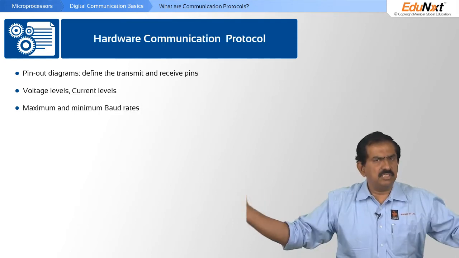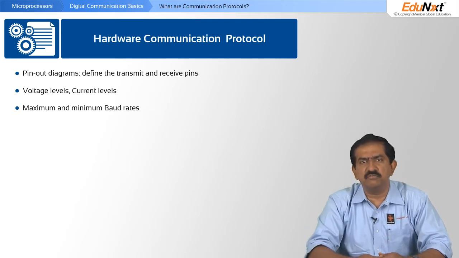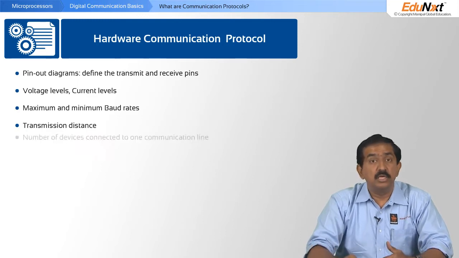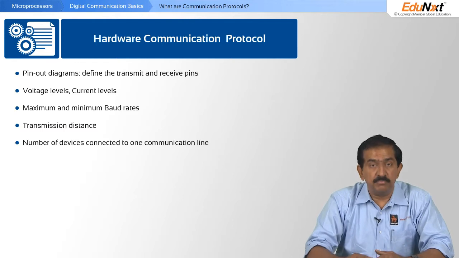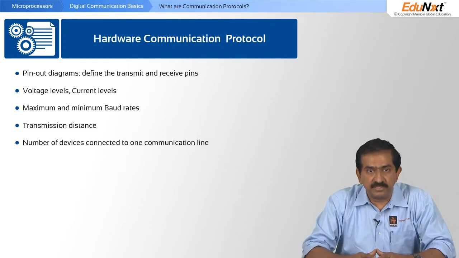What is the maximum distance over which you can transmit data? For example, if you take your television remote control, can you control the TV from the next room? No. Do you need line of sight? Yes. Can you do up to 10 meters? Maybe. These are the kinds of standards that the protocol defines.